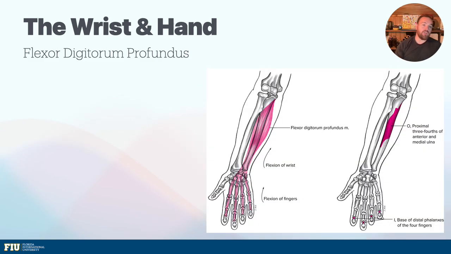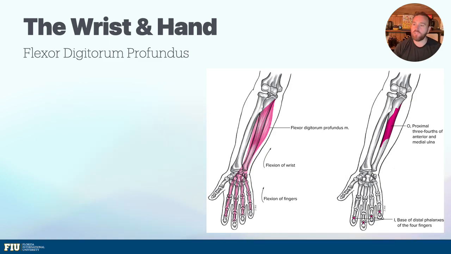So taking a look at the actual slide itself, we once again see everything that we just talked about, right? We can see that it performs flexion of the wrist. It performs flexion of the fingers, flexor digitorum profundus, excuse me. What we also see, though, is that it originates on, I love these terms, proximal 3/4 of the anterior and medial ulna. It essentially attaches onto the front side of the ulna, meaning that, as we can see from this picture, it does not cross the elbow joint, meaning that it does not flex the elbow, excuse me.